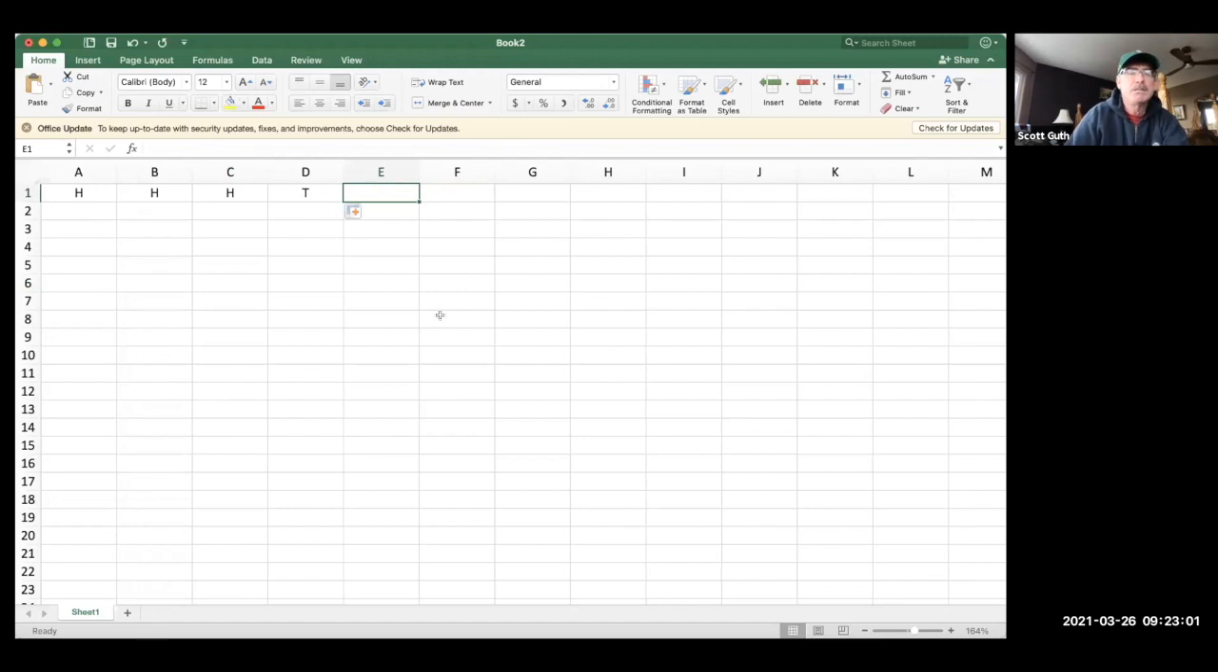Now I want to have something that counts these for me. So I'm going to say equals count. I want it to count if it's equal to heads. So I'm going to say if, so I have to give it the range, and I want to count any number that's equal to an H. Okay, just the number of heads.